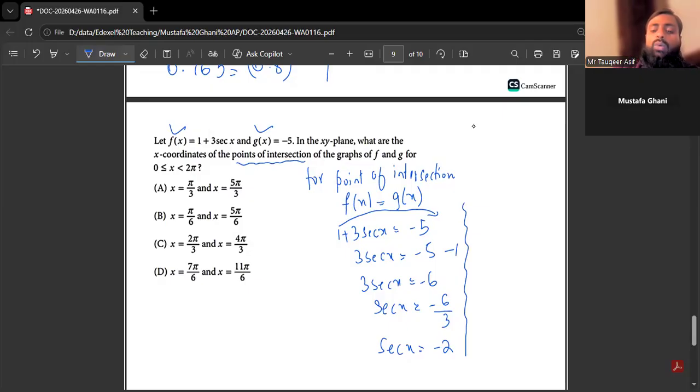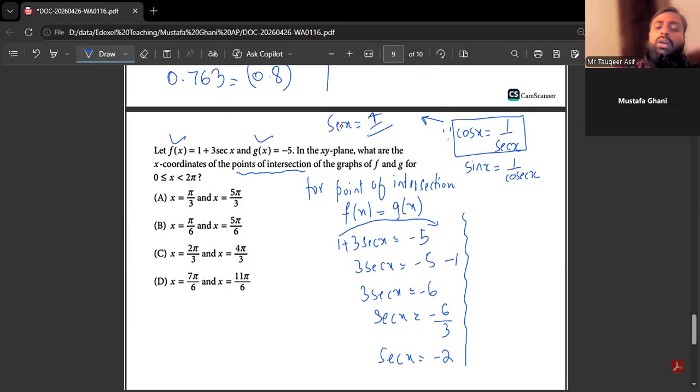And now we have to convert into cosine, right? Since we know that the reciprocal of cosine is actually 1 over secant x, or what we know as the reciprocal of sine x is 1 over cosec x, right? So we have to choose this one, or you can write secant x equals 1 over cos x. So how can I write this? 1 over cos x equals minus 2, right?